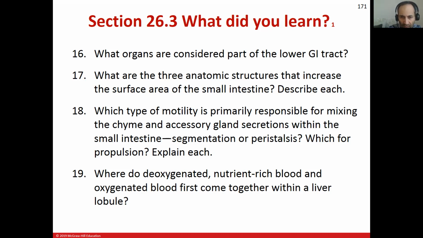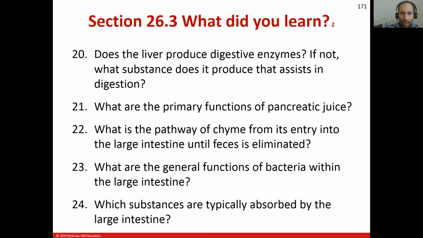Where do deoxygenated, nutrient-rich blood and oxygenated blood first come together within a liver lobule? At the porta hepatis, or the portal triad, as we mentioned before. Does the liver produce digestive enzymes? Yes, in terms of, well, bile. So if not, what substance does it produce that assists in digestion? Bile. What are the primary functions of pancreatic juice? Digestion. Okay. What is the pathway of chyme from its entry into the large intestine until feces is eliminated?